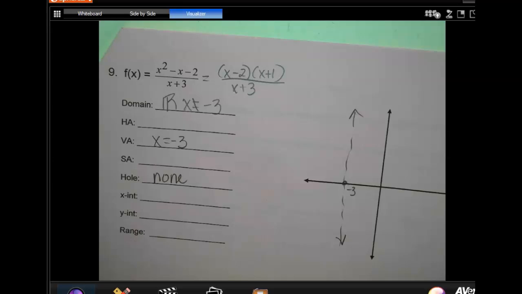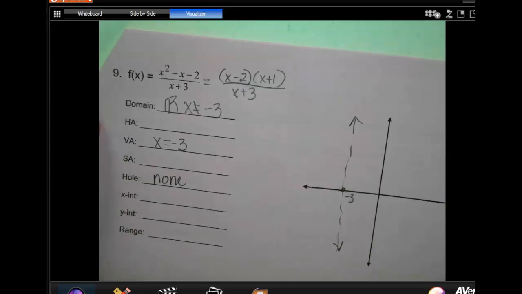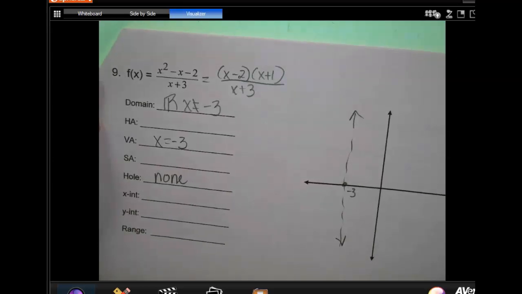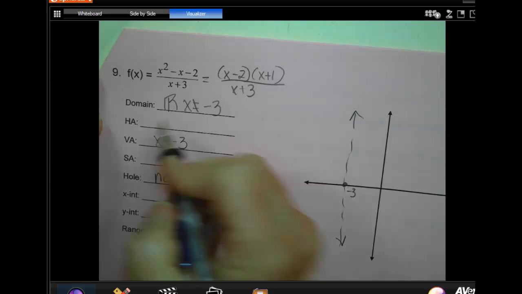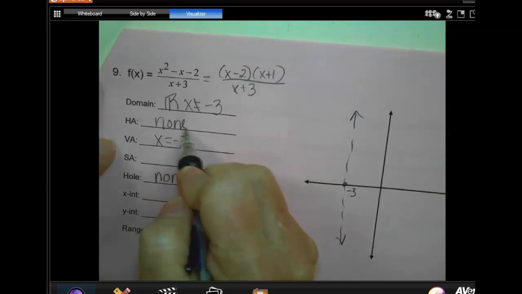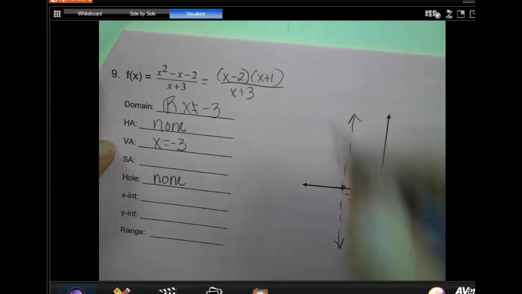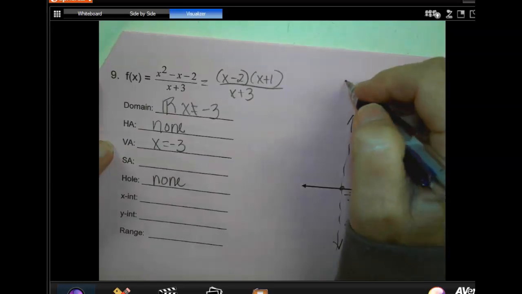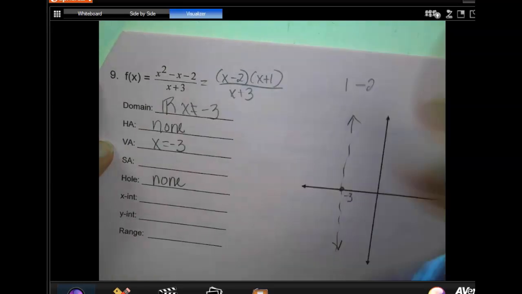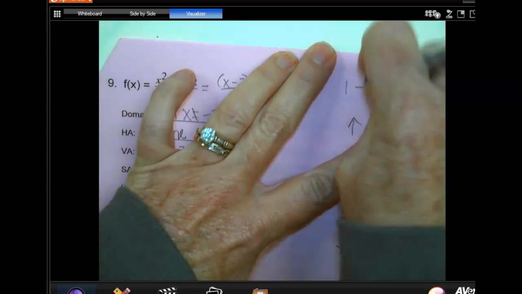Next, I'm top heavy. So do I have a horizontal asymptote? No. You can't have horizontal and slant. It's one or the other. Top heavy means none, but I'm bigger by 1. So that means I'm going to do the synthetic division to get the slant asymptote. So I'm going to write this down: 1, -1, and -2.